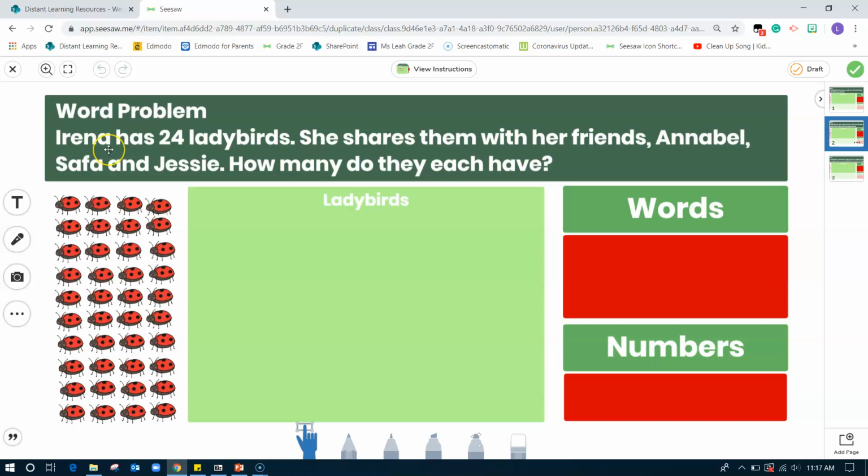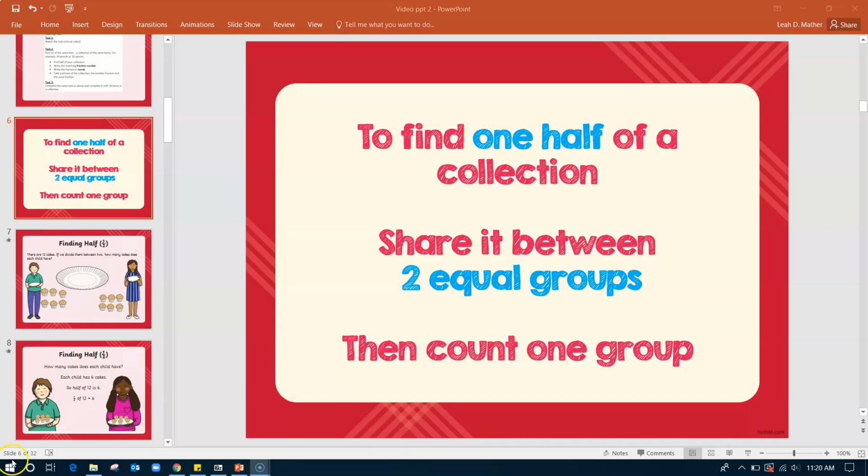So if Miss Irina has 24 ladybirds, the whole collection is 24. If she's sharing them with her friends, Miss Annabel, Miss Safa and Miss Jessie, there's 4 people in the group. So the whole collection is 24. You're sharing into 4. You need to figure out what the fraction is.